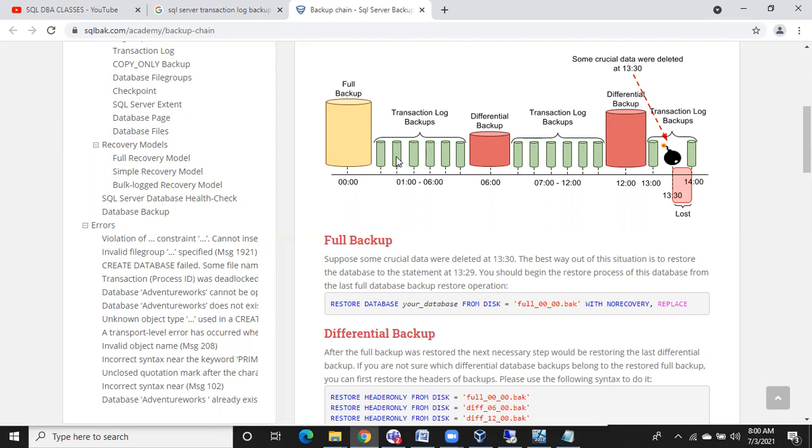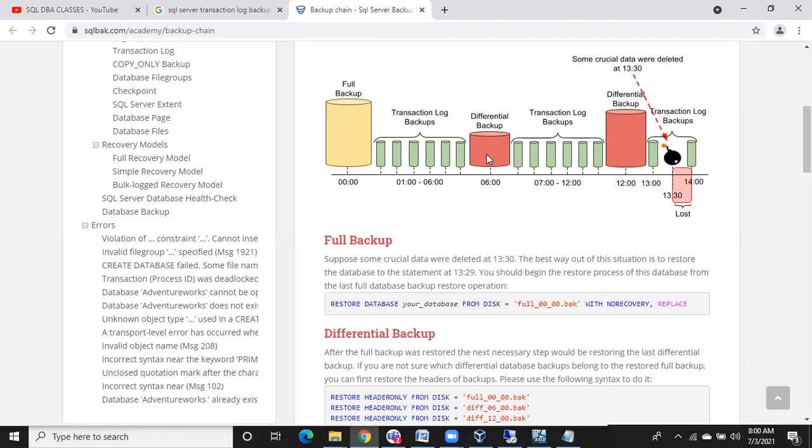This 2 o'clock log backup will start from the last one, meaning 12 to 1 whatever transactions are there. Remember, 12 to 1 whatever transactions are there, those transactions will be covered in the first log backup. 1 to 2 whatever transactions are there, those are covered in the next log backup. 2 to 3 next log backup, 3 to 4 next log backup, 4 to 5 next log backup, 5 to 6 next log backup. So pieces of backups.